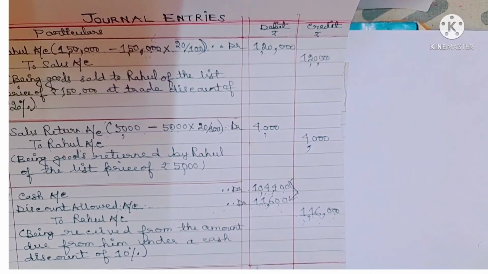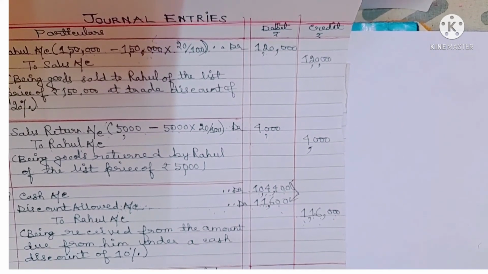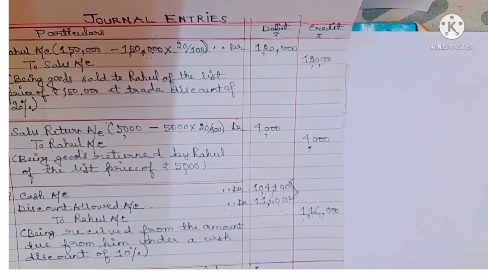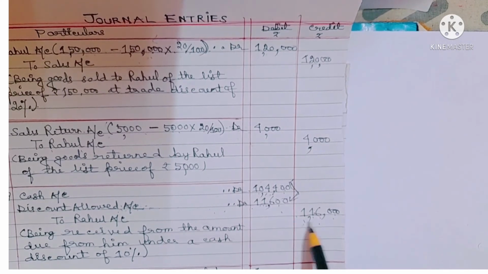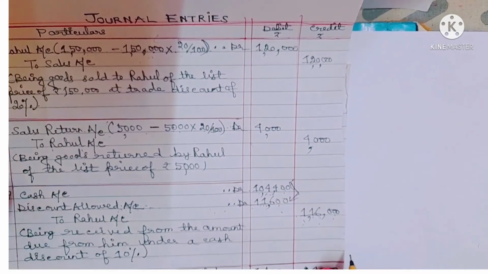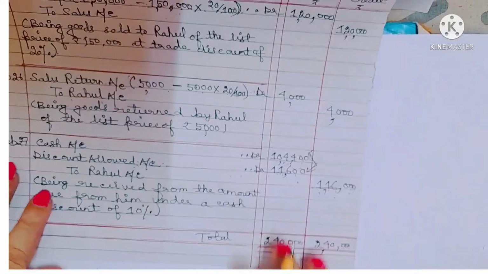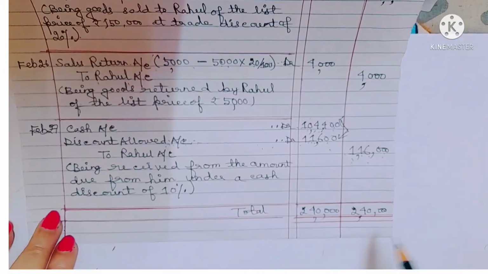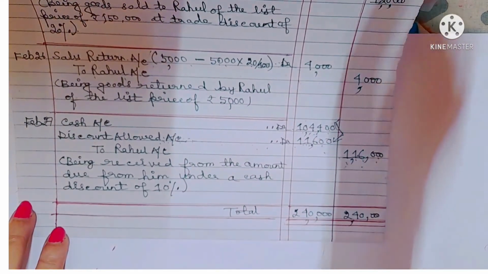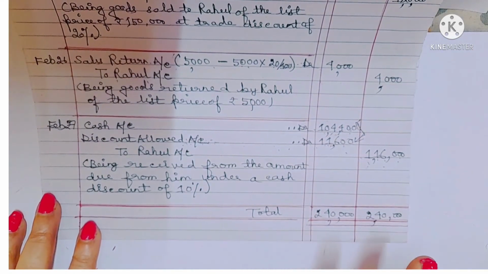Now let me write the total of the debit column as well as the total of the credit column. Total is 2,40,000. Here also 2,40,000. So your journal is ready. Okay, is it clear? Your journal is ready. Understood? Clear? No problem, easy?